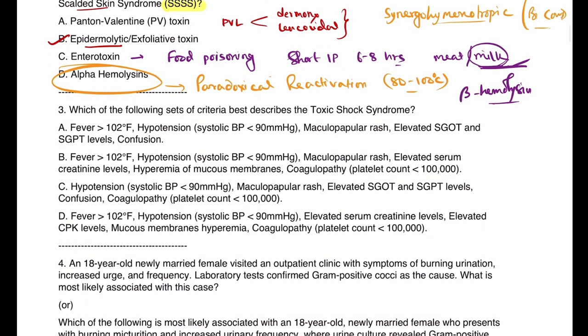Next, they are just asking about the clinical features of toxic shock syndrome, which is caused by toxic shock syndrome toxin 1 of Staphylococcus. The answer to this question will be fever, hypotension, maculopapular rash, increased serum creatinine level. Mucous membrane hyperemia will be an important finding, and there will be coagulopathy. This option you just need to remember.